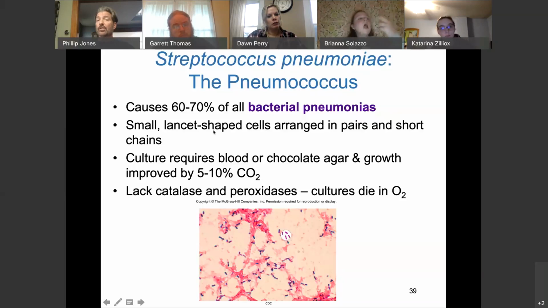All right, so these are lancet-shaped, arranged in pairs and short chains. Cultures require blood or chocolate agar, with growth improved by 5 to 10% carbon dioxide. So if I was going to grow this on chocolate or blood agar, I'd put it in that canister like the candle jar, to get rid of the oxygen. It lacks catalase and peroxidase, right? So oxygen is toxic to it. It can't really deal with oxygen. That's why it likes to live in the back of your throat or in your lungs.